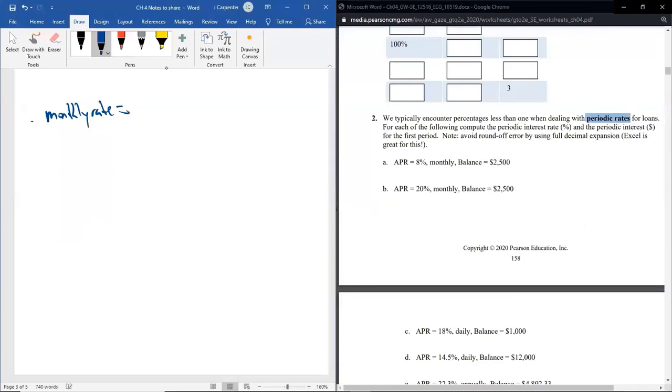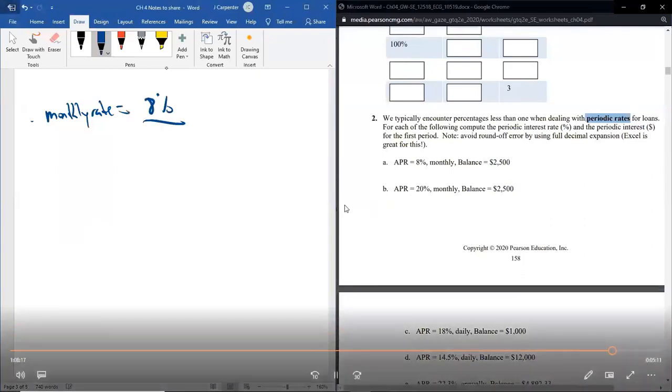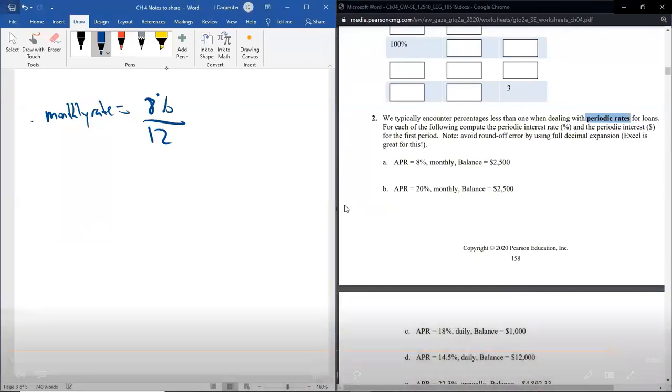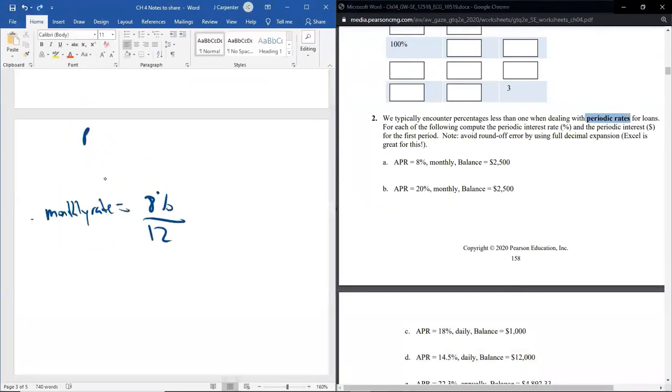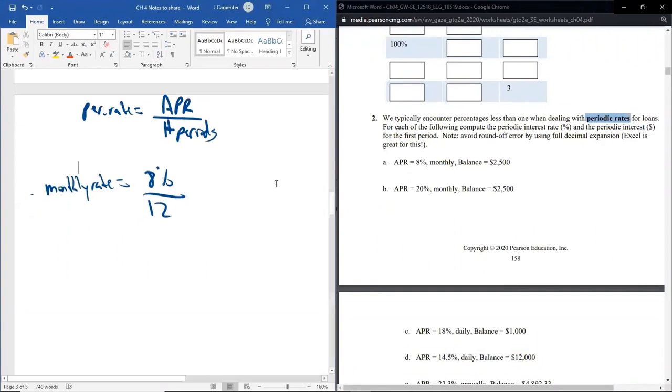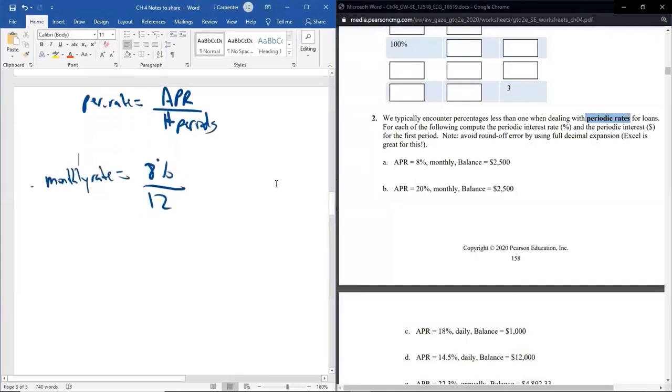would be the annual rate of 8% divided by, well, how many months are in a year? 12. Again, this was a formula that we gave you back in those chapter 1 notes, that a periodic rate is equal to the annual rate divided by the number of periods. Again, the periodic rate is the annual rate, APR, divided by the number of periods. So if we want a monthly rate, we divide by 12. If we want a daily rate, we divide by 365. If we want a quarterly rate, we divide by 4. If we want a semi-annual rate, we divide by 2.